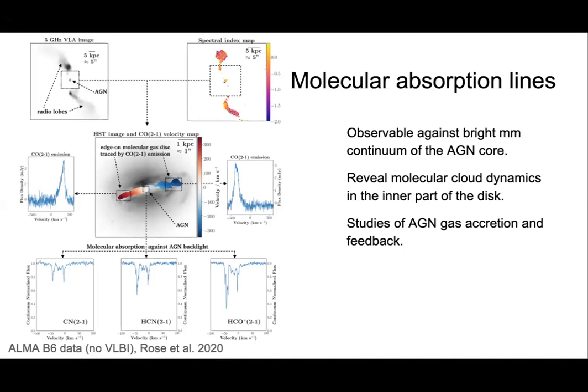And in this study, which is not a VLBI study, but an ALMA band 6, ALMA-only interferometric study, you can see how towards the AGN, you can really see molecular absorption lines in the spectrum, while when you look aside of the AGN, you can see emission. So with VLBI, you would not see the emission part, but you would be able to see molecular absorption lines at a very high angular resolution. And this is very important to study the inner part of the disk, the molecular cloud dynamics there, and to understand better how AGN accretion and feedback work.